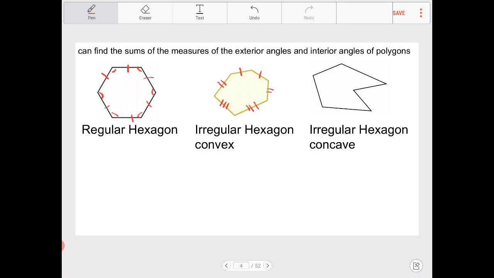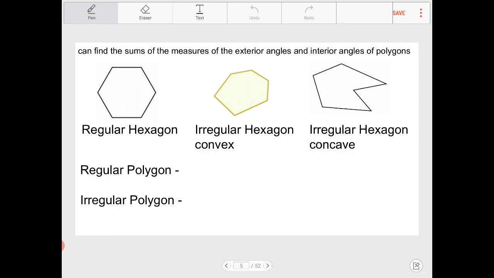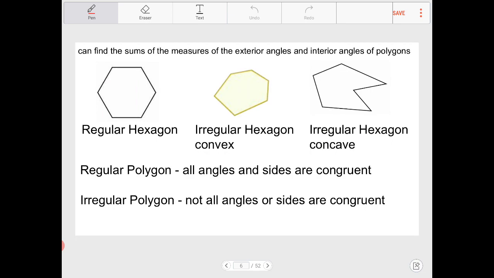And this is what we call an irregular hexagon, which is convex, or a convex irregular hexagon, whichever way you want to put it, it's all the same. This one is an irregular hexagon, and it's also concave. It's a concave irregular hexagon. So a regular polygon, one can define it as all angles and sides are congruent. An irregular polygon is simply not all angles or sides are congruent.